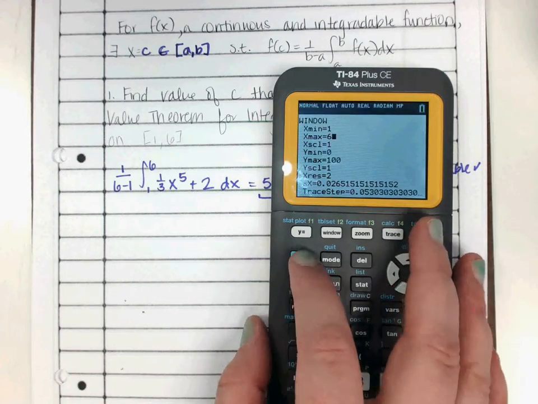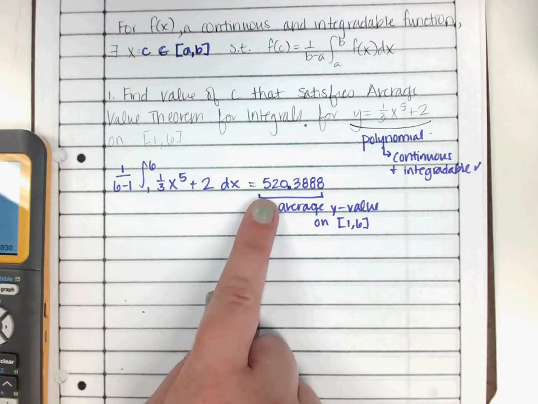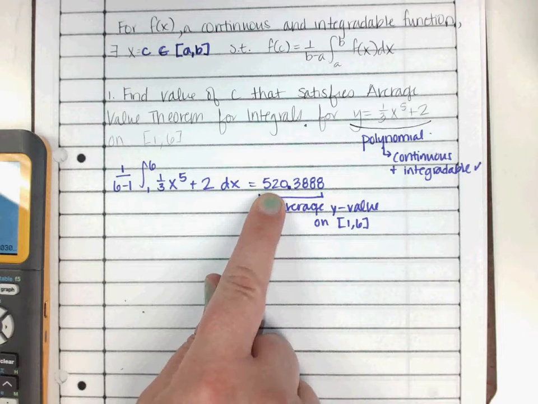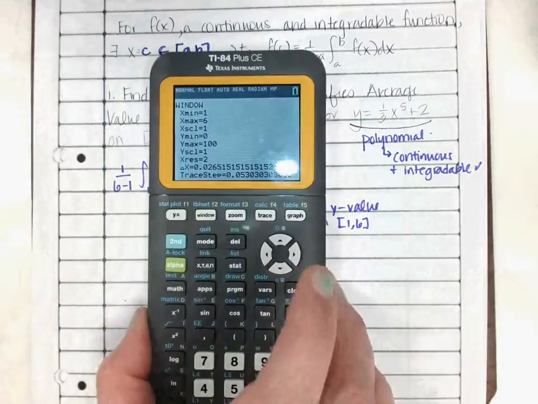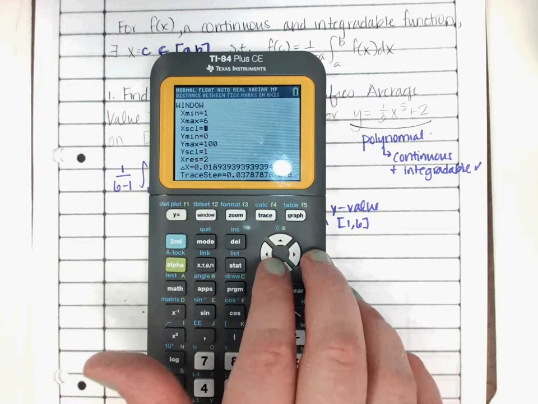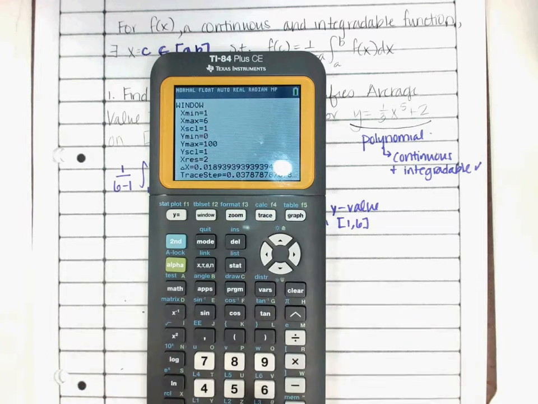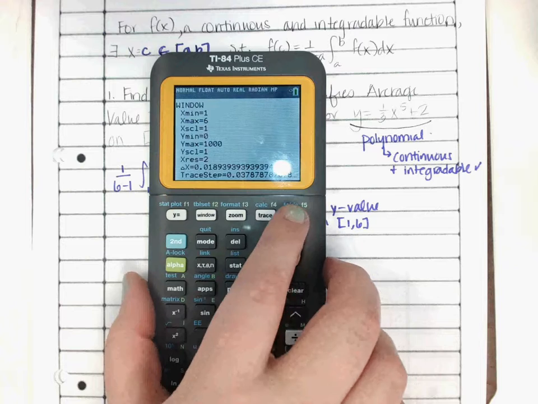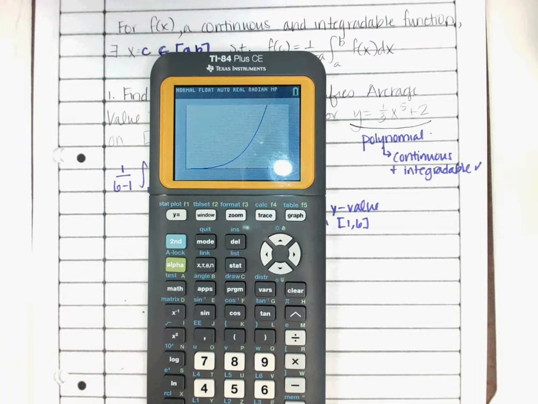Now, for my y value, what did it come out to be? 520. Now think about it. If that's the average, are there going to be numbers bigger than 520 and less than 520? Yes. So I'm going to come into my y min. I'm going to make it 0. I'm going to make my max like 1,000. If the average is 500, I know the max is going to be higher than that, right? So let's look at the graph. Okay, there's your curve.